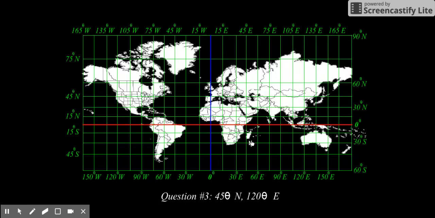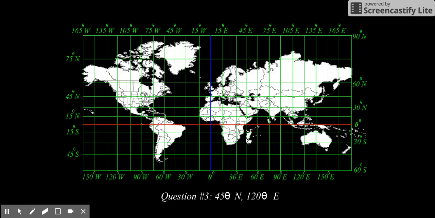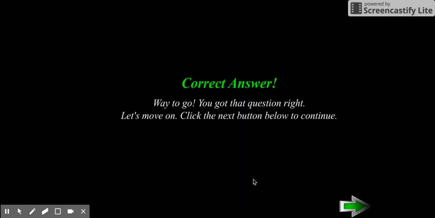45 degrees north, 120 degrees east. So 45 north, it's up this way, and east is to the right, 120 east. Oh, I made a mistake. 45 north, 120 east, right there. Got it. Okay, now we're going to try some on your own using Test Wizard.